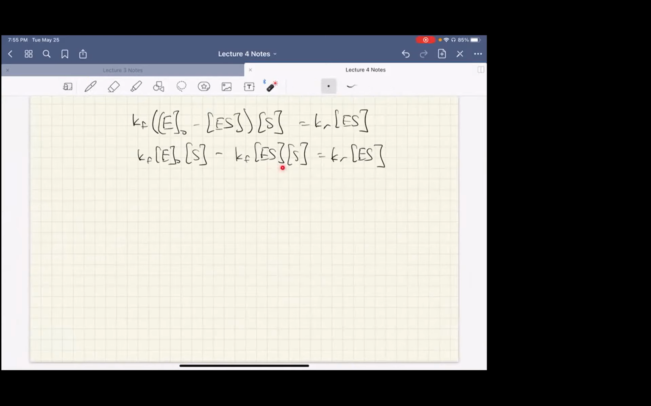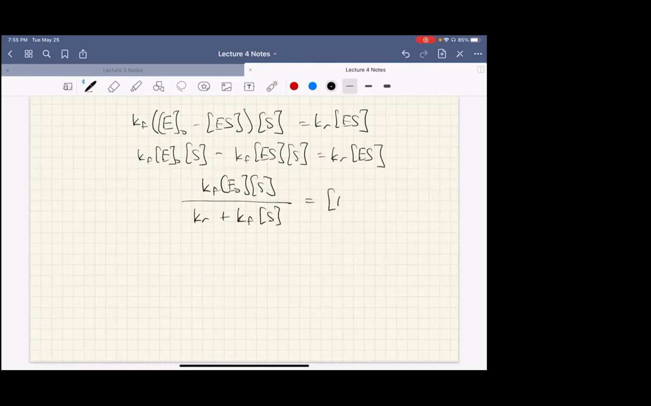Basically I'm going to take out ES and then divide through. On the left, I'm left with Kf E0S, which is from here. And from these two terms, if I take that over here, I get KR ES plus KF ES S. I'm going to take out the ES and bring that back under. And what I end up with is KR plus KF S is equal to ES.